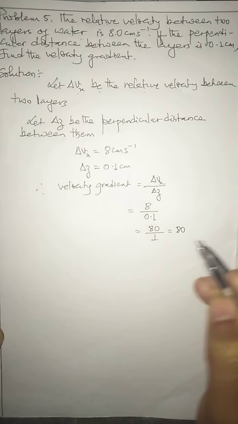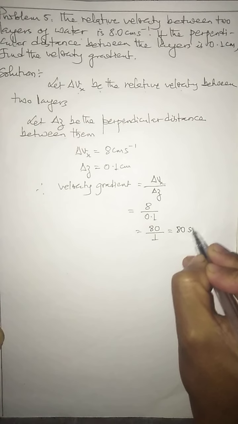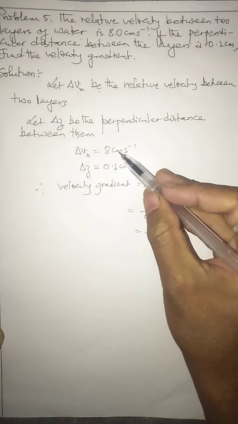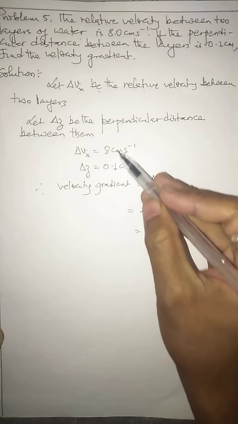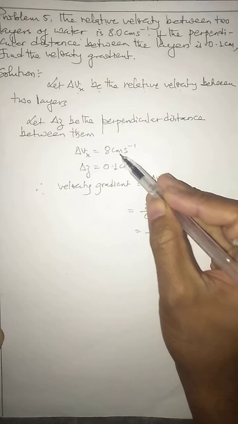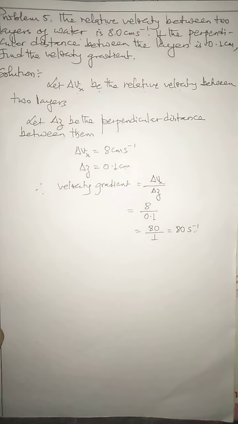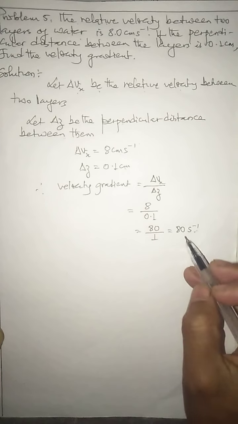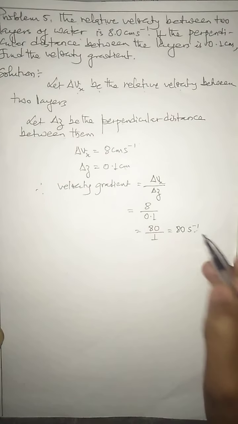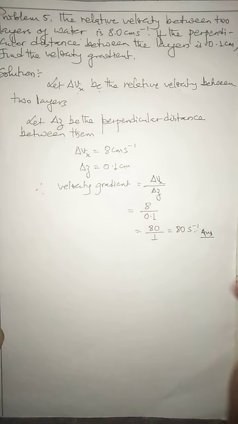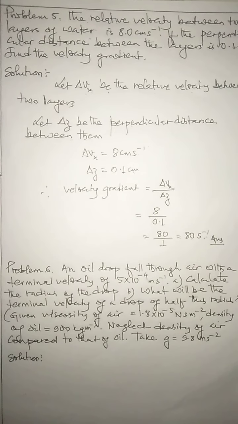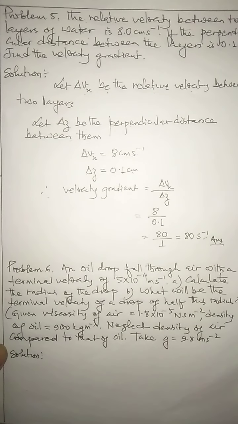Now see the unit. As I said, it is per second, because the velocity unit is centimeter per second and the distance unit is centimeter, so centimeter cancels out, leaving per second only. So the velocity gradient in which the liquid is flowing per unit length is 80 per second. This is the answer of problem number 5. This is a simple problem I have done just to make you understand what is velocity gradient of a flowing liquid.